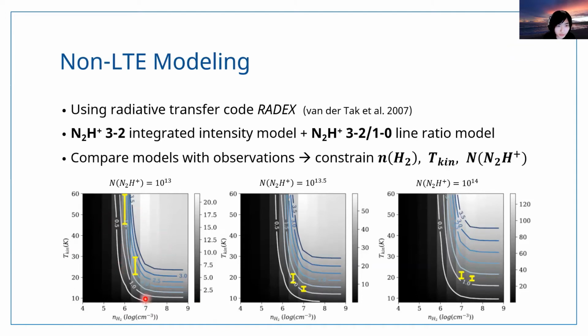As you can see, the background in grayscale is showing the modeled 3:2 integrated intensity, and the contours are showing the modeled line ratios. By finding the overlapped parts between the corresponding line ratios and intensities from observations, we can determine the possible solutions.